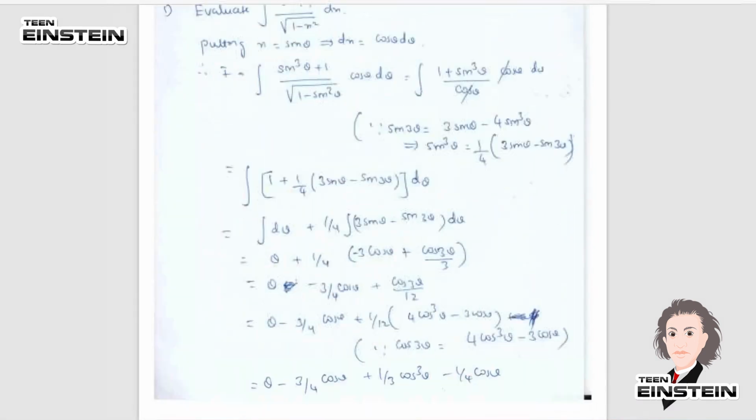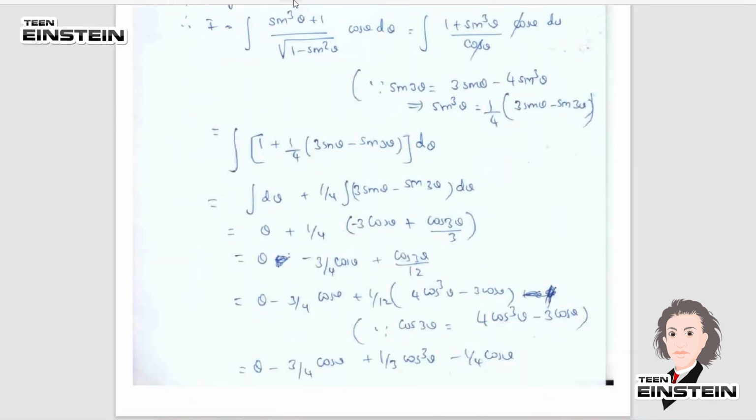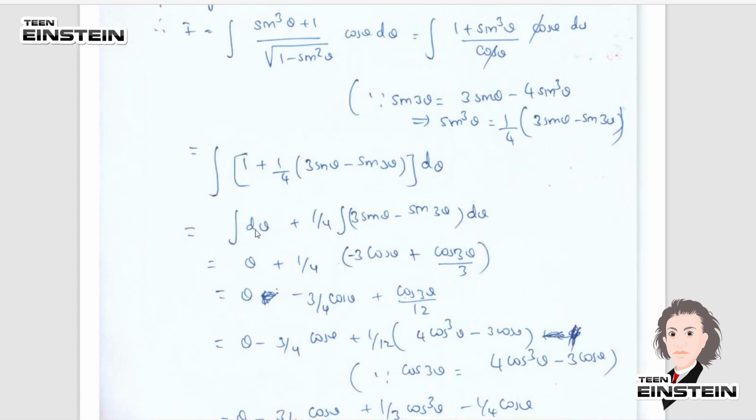Integral d theta is theta. Integration and differentiation will get cancelled. So we'll be getting theta plus 1 by 4, which is a constant. Keep it outside. So 1 by 4.